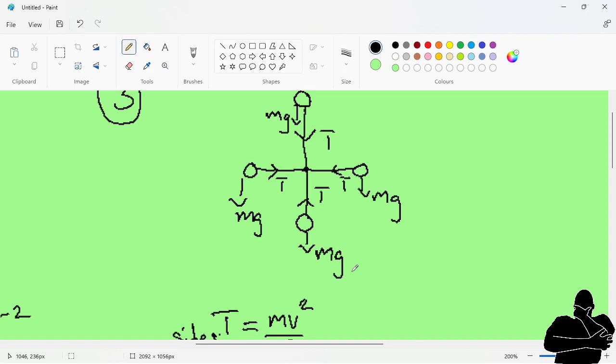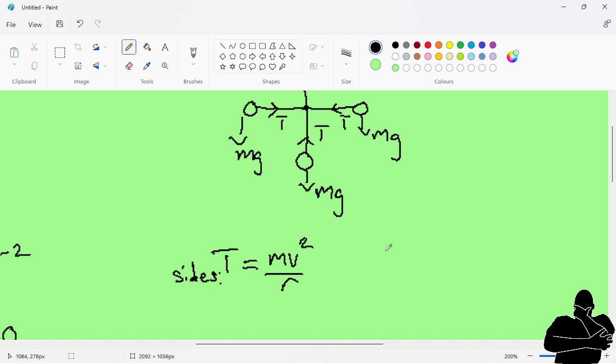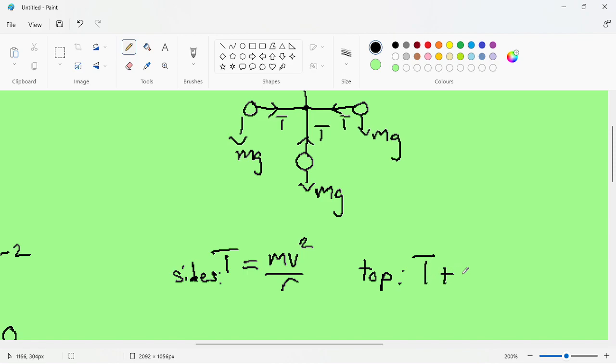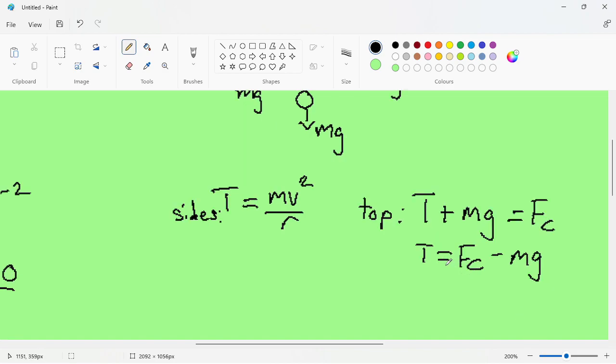Now when the stone is at the top, tension plus mg gives you the centripetal force. So at the top, tension plus mg is equal to the centripetal force. So tension then is equal to the centripetal force minus the weight, which is mg. So that's at the top. So already you can see tension is equal to mv squared over r here.